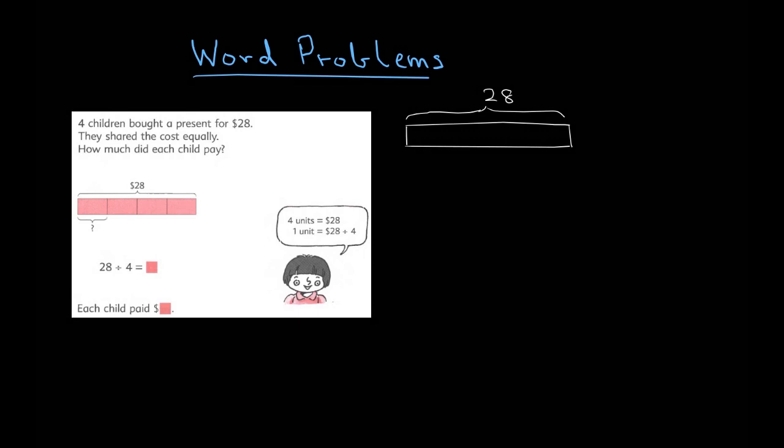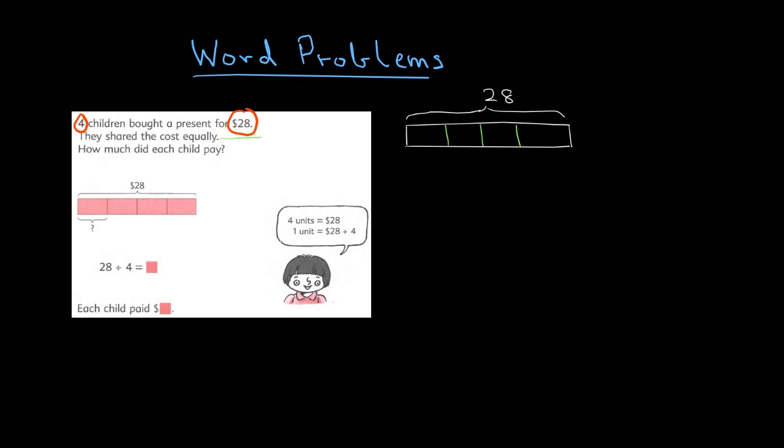So here's the important number: four children who bought the present for $28. But now they shared the cost equally, right? So that's important, that they shared the cost equally. How much did each child pay? Well, we know that there are four children. That means we need to have four portions, four equal portions.